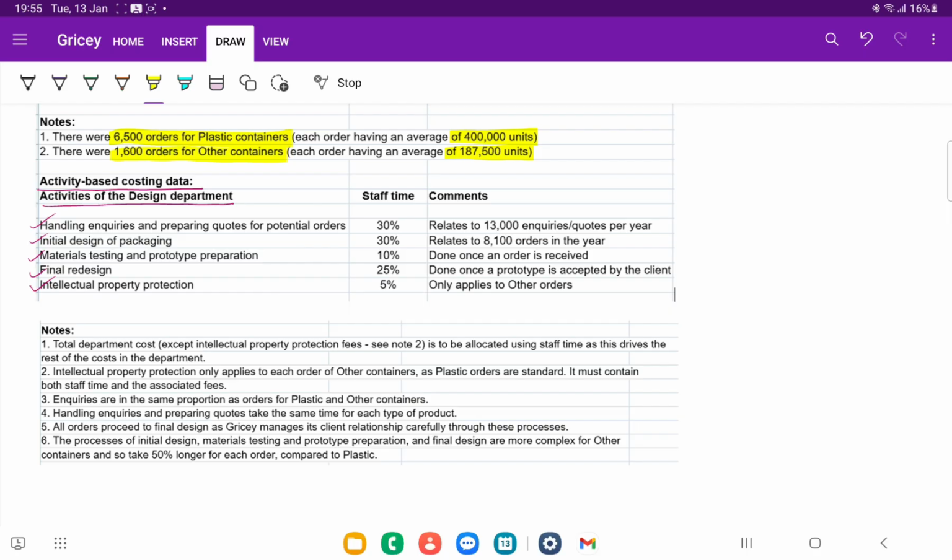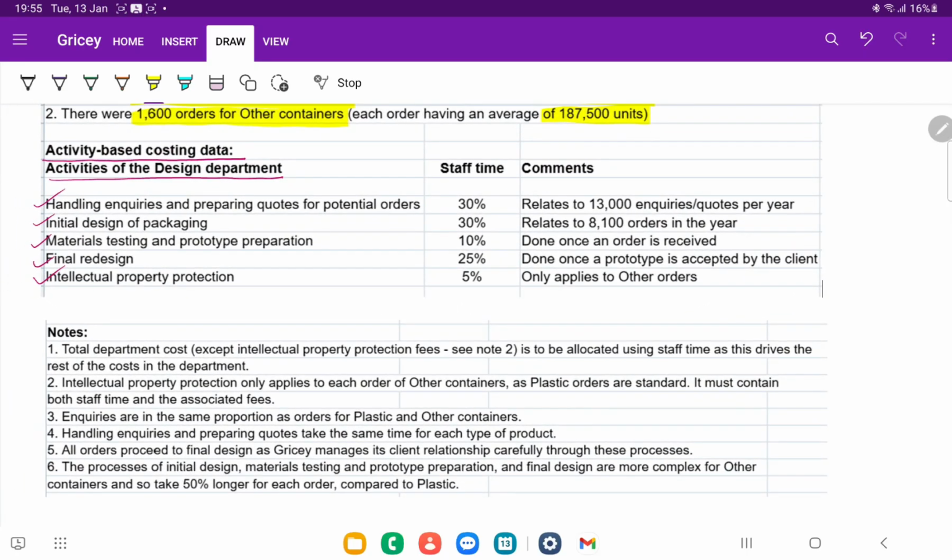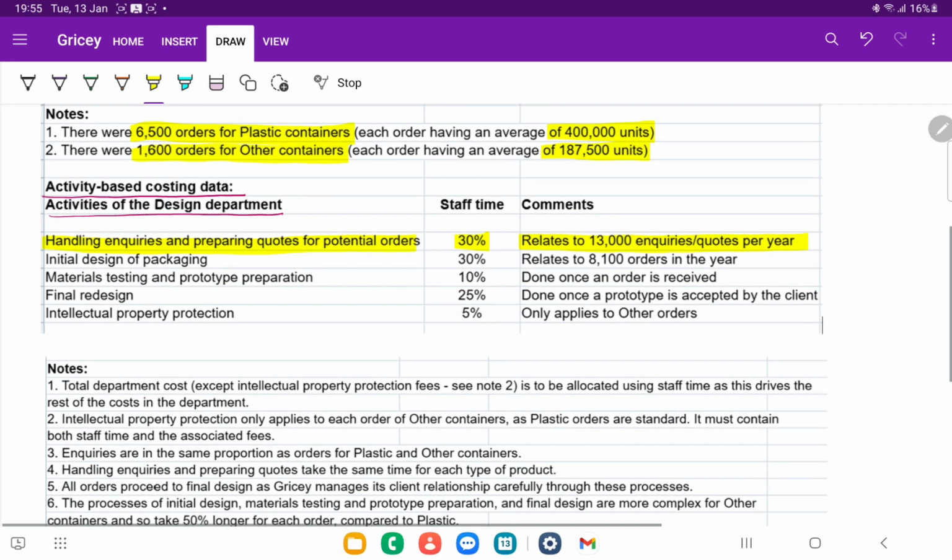Now activity based costing data, as we discussed, has five different cost pools, right? So let's start reading it one by one. Handling inquiries and preparing quotations for potential orders, that is 30%. It relates to 13,000 inquiries or quotes per year, right? Then this is initial design packaging, it's 30%, relates to 8100 orders in the year, right?